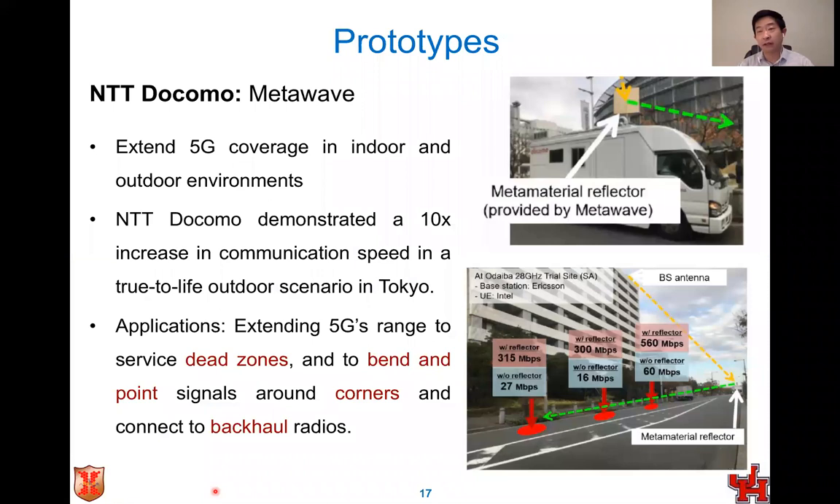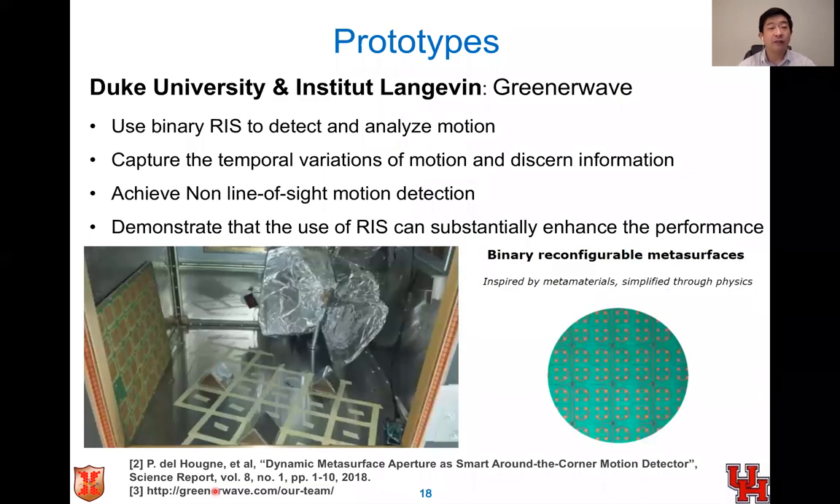And there are many kinds of prototypes. Due to our limitation, I'm sure there are many other types of prototypes. I just give two examples, and you can Google it and find many different ones. We have the NTT Docomo MetaWave. You send the 5G coverage indoor and outdoor, and they have a 10 times increase in communication speed. They can also improve dead zones, corners, backhaul, or something like that. And for Duke, they have this called Green Wave. They can detect and analyze motion, capturing the temporal variation of motion and the descent information. So basically this is for sensing purposes. The previous one is for communication, and this is for sensing. There are many different types.